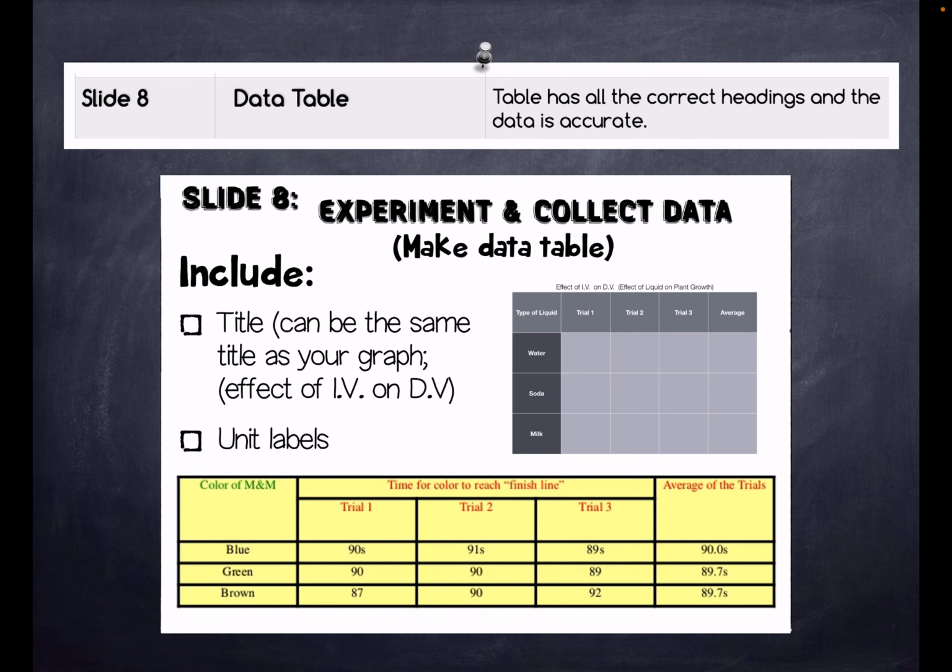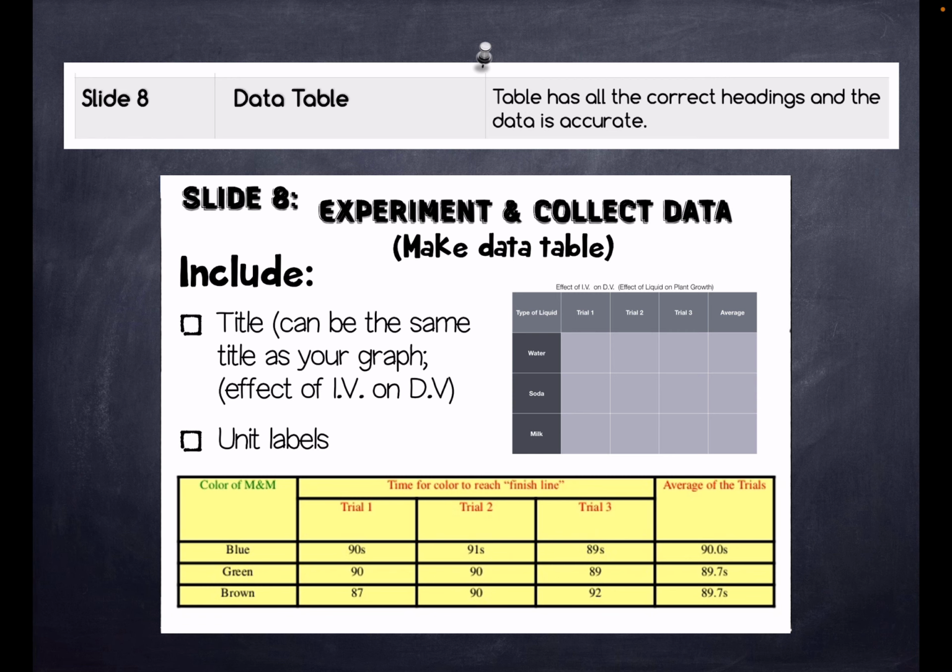A data table, this is where you're going to collect the numbers that you're measuring. You need 3 trials. Now, I've had kids in the past come up to me and say, the way my experiment is, I don't have time to do 3 trials, or the experiment that I'm doing, it would be really expensive to do 3 trials of each. So if for some reason you don't think you can do 3 trials, come see me and we'll talk through it.